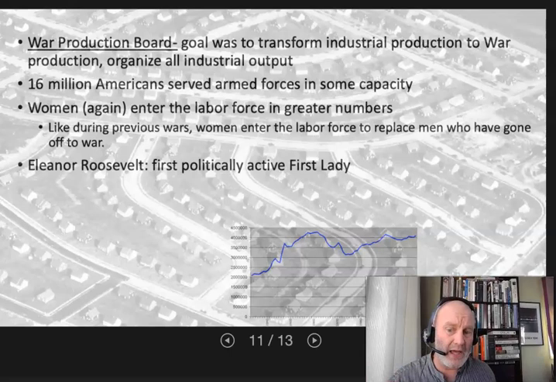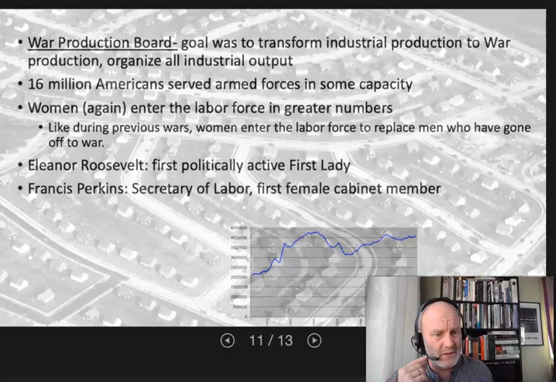Certainly on issues of race, she's far ahead of Roosevelt in issues of equality between, say, black and white. Frances Perkins, Secretary of Labor, first female cabinet member.